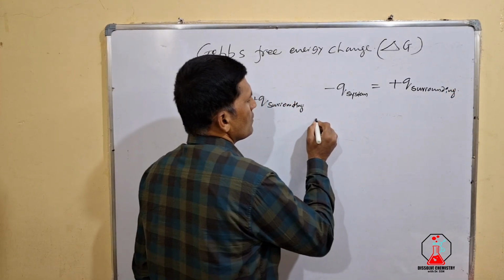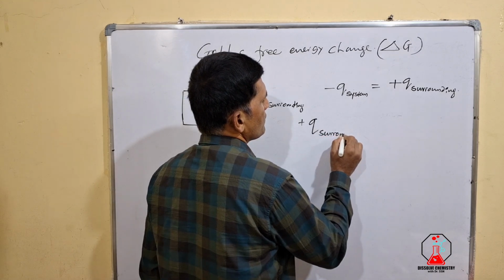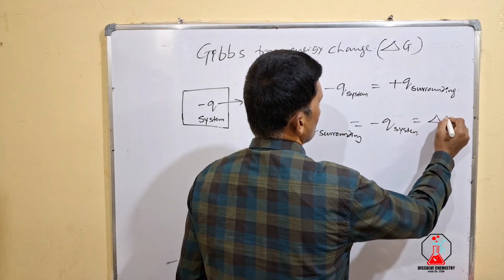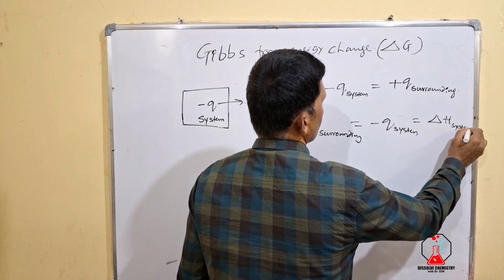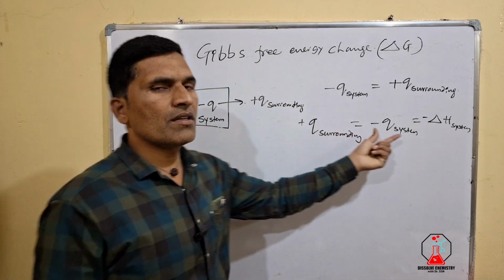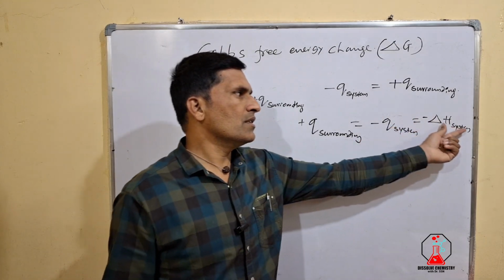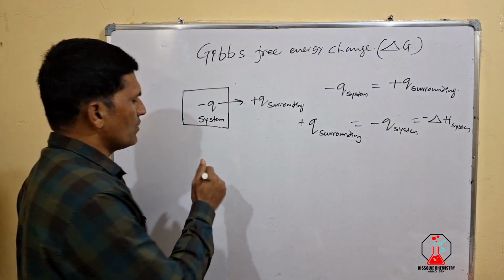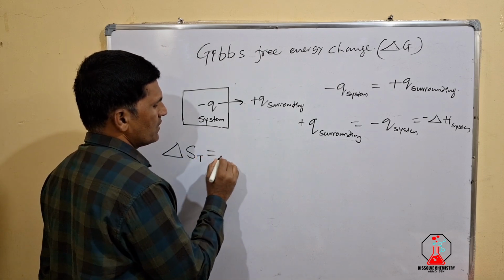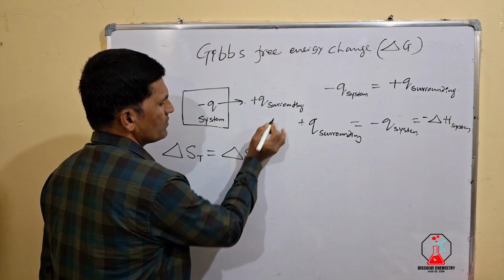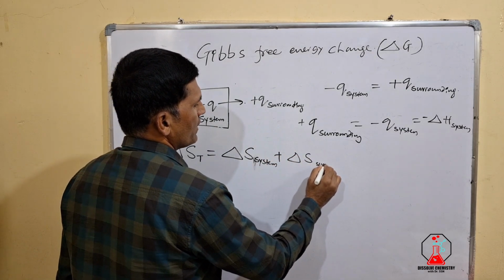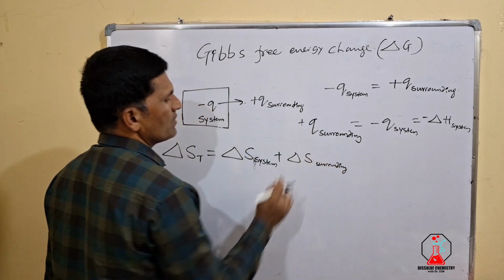Now, plus Q of the surrounding we know is minus Q of the system, or we can call it the change in enthalpy of the system. So the Q amount of heat absorbed by the surrounding will be equal to the Q amount of heat given out by the system, or the change in enthalpy of the system. We know that the total entropy change of the universe is equal to the change in entropy of the system plus the change in entropy of the surrounding.